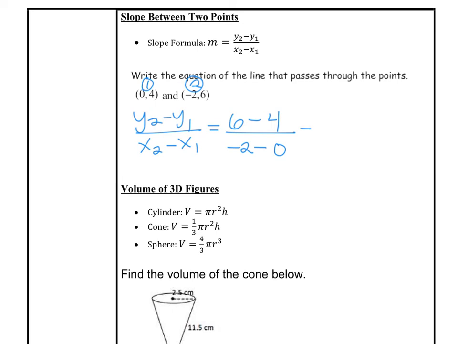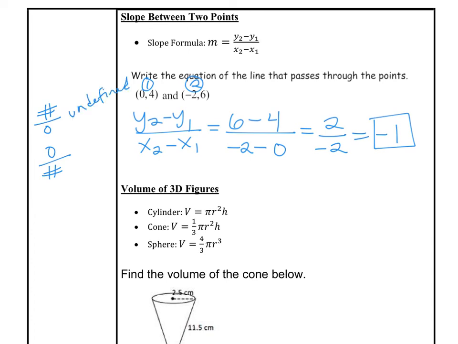So 6 minus 4 is 2, and -2 minus 0 is -2. I can simplify that fraction. 2 divided by -2 is just -1. So my slope is -1. Another quick note about slopes. If I have a number over 0, that's undefined. And if I have 0 divided by a number, that's 0. Done with slope, now we'll move on to volume.